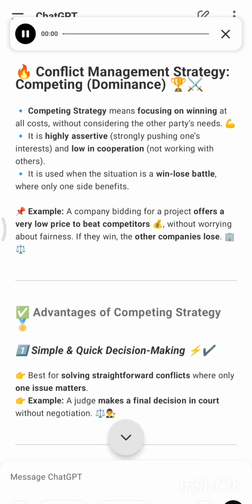Conflict management strategy: competing, dominance. The competing strategy means focusing on winning at all costs without considering the other party's needs. It is highly assertive, strongly pushing one's interests, and low in cooperation, not working with others. It is used when the situation is a win-lose battle where only one side benefits. Example: a company bidding for a project offers a very low price to beat competitors without worrying about fairness. If they win, the other companies lose.